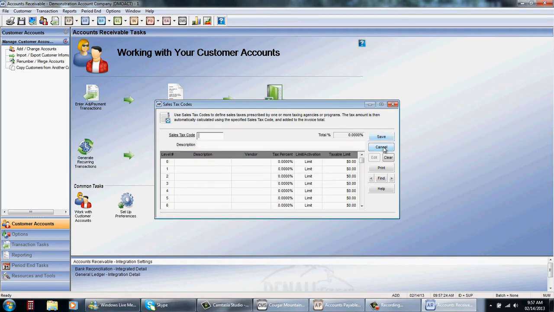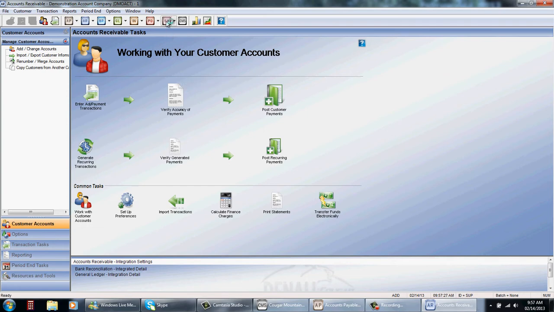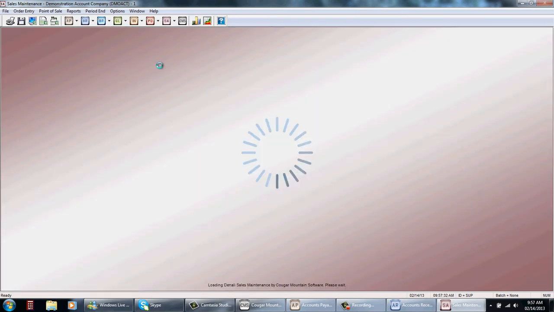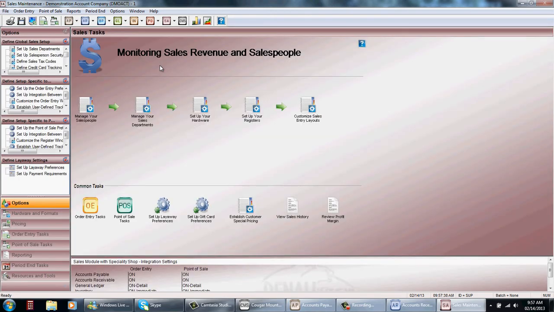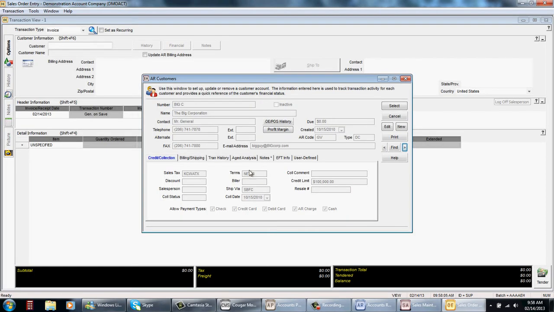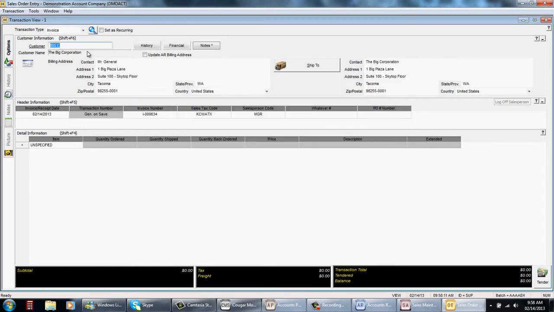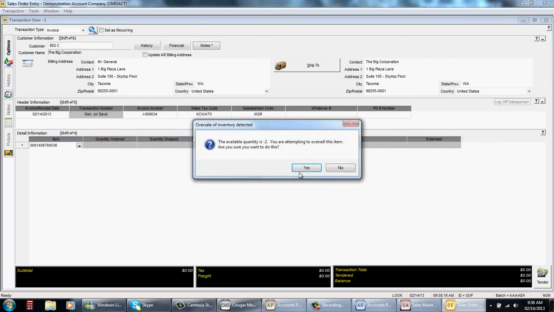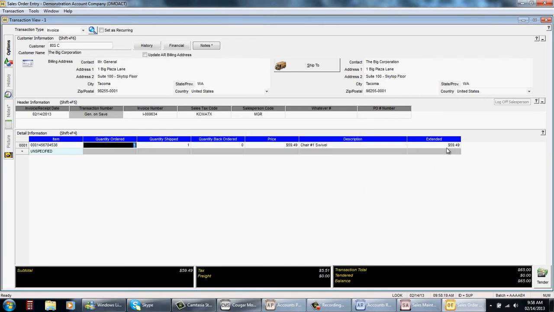When you save that, then when you go out to sales and look at the customer who buys something that has a King County tax on it, you will see that the amount is correct. The big corporation has a sales tax of King County. We select that, and now it knows when an item is put in that they will be extended in their price. At the same time, $5.51 has been charged to this $59.40.